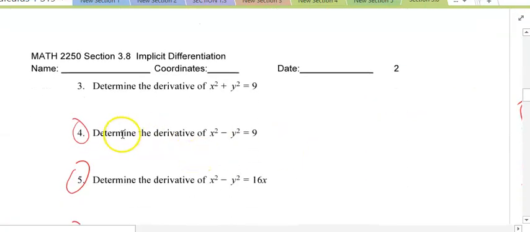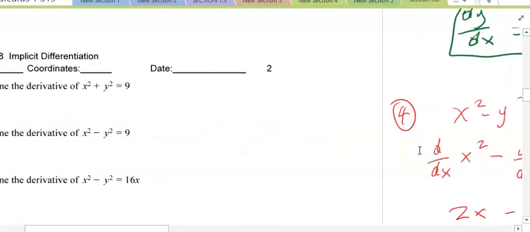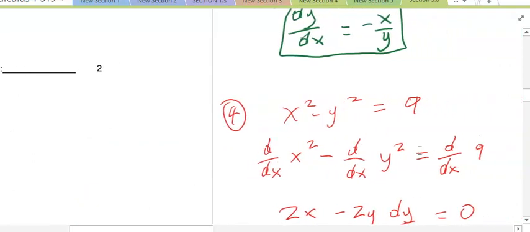Let's do this problem. Determine the derivative of x squared minus y squared is equal to 9. So x squared minus y squared is equal to 9. Again, we take the derivative of all terms. So that's d/dx of x squared minus d/dx of y squared is equal to d/dx of 9. d/dx of x squared is 2x.